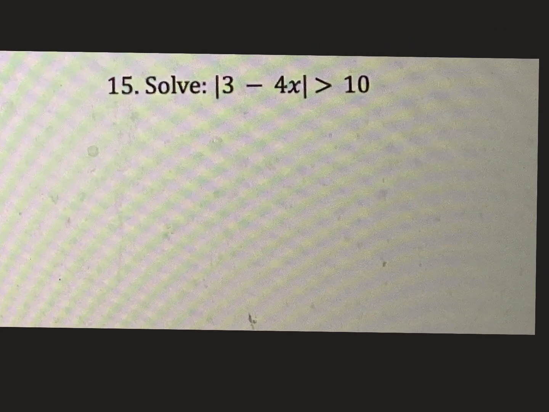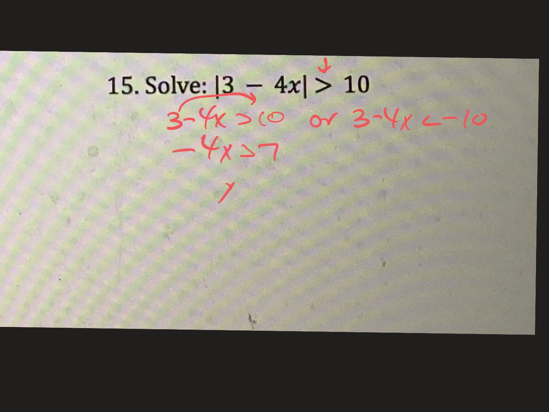Number 15 also has 2 bars, so I'm thinking 2 bars, 2 answers. Now, this has a greater than symbol, which means it's greater than. So I'm going to take out, the absolute value is already isolated. I can go ahead and take it away, but you need to use the word or when you do that. So less than negative 10, just like that. So let's move the 3 over. That gives me 7. Divide by negative 4, I get negative 7/4.